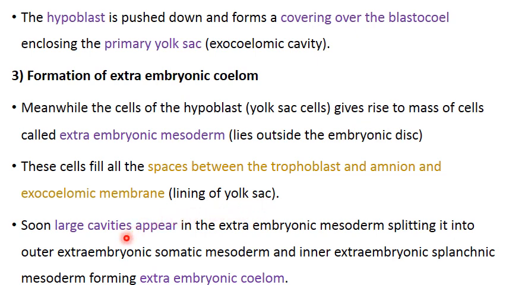Then what is going to happen? We had seen just now that large cavities will appear where? In the extraembryonic mesoderm. As a result, it is going to split the mesoderm into two layers. Outer will be extraembryonic somatic mesoderm and inner will be extraembryonic splanchnic mesoderm, enclosing which cavity, which is referred to as the extraembryonic coelom.